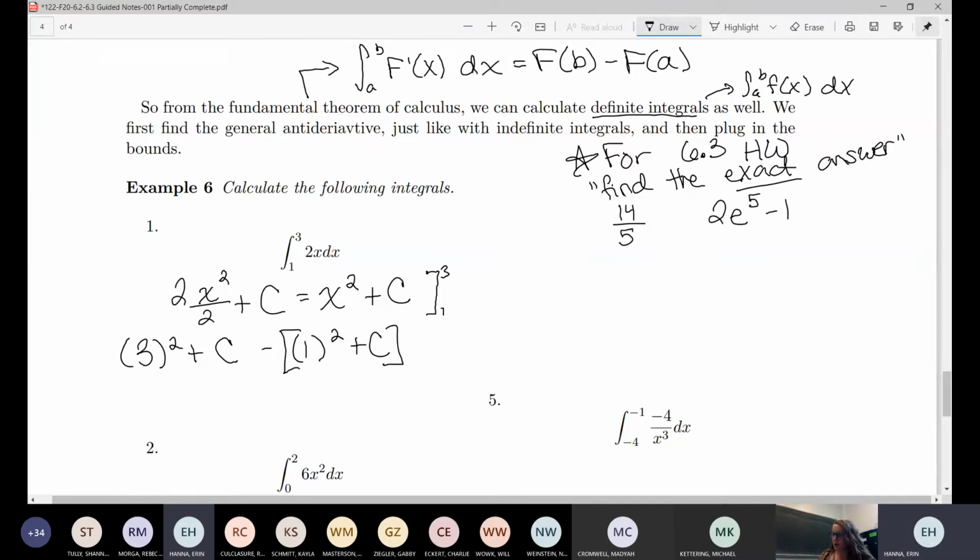Every time we do one of these calculations, since we would have to distribute this negative, the c's are going to cancel each other out. So we're essentially going to have plus c at the front, and then at the back we're going to have minus c. So they're always going to cancel each other out. So we're essentially going to get 9 minus 1, which is 8, which if you punch that integral into your calculator is exactly what you get. So our integral here is equal to 8.